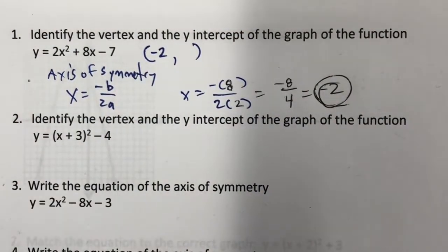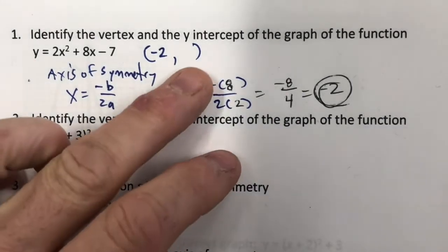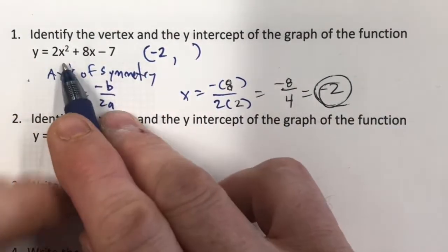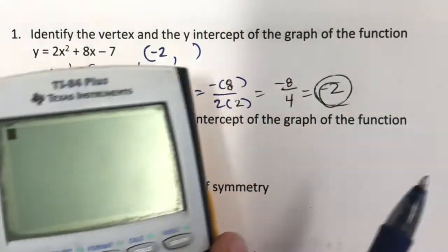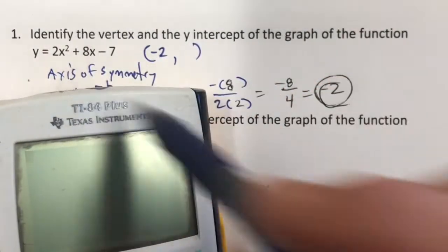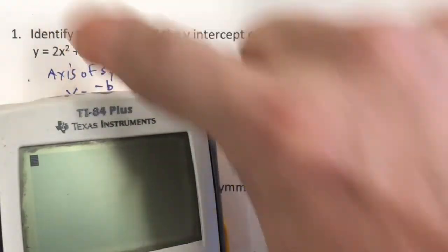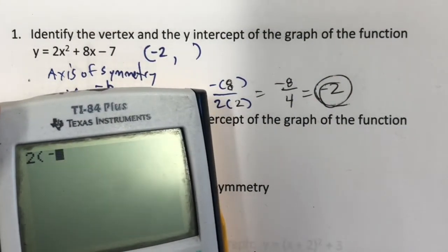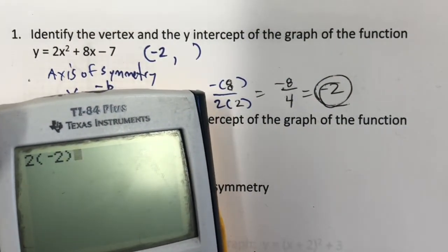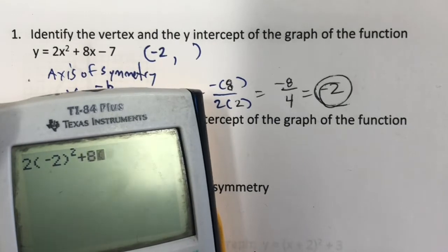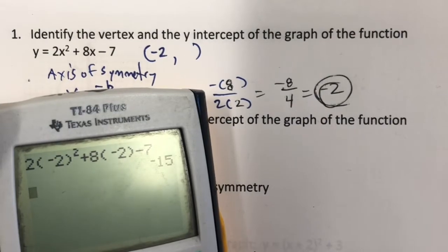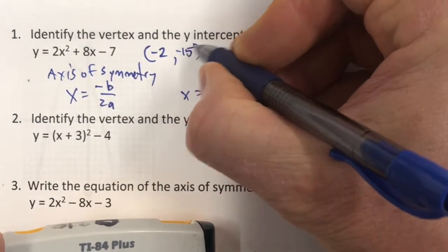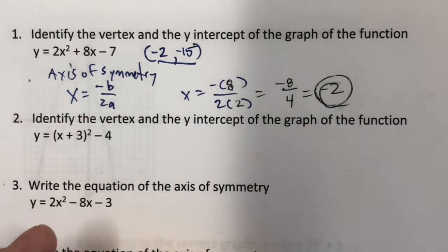Okay, now, what's the y value of the vertex? Well, I take my negative 2 and I plug it in. So if I have a calculator here, I'm going to put negative 2 in for x. I got this 2 here, got that 2, and in parentheses, negative 2, close up the parentheses, squared, plus 8 times negative 2 again, and then minus 7. And I get negative 15, and so that's my vertex right there: negative 2, negative 15.